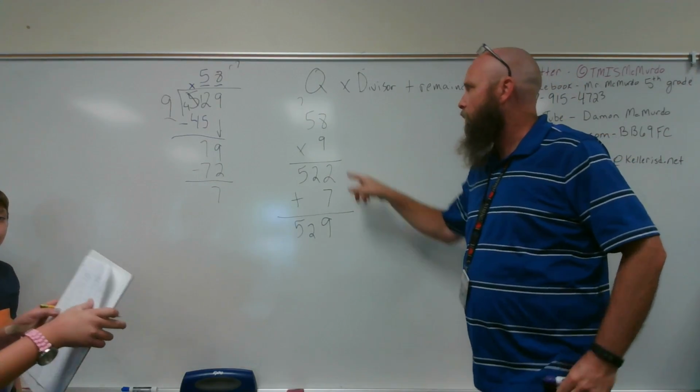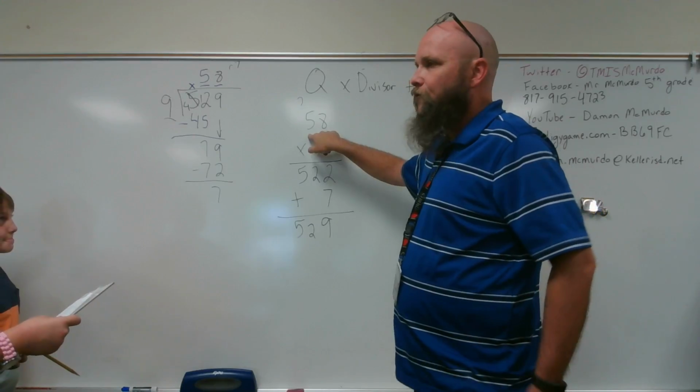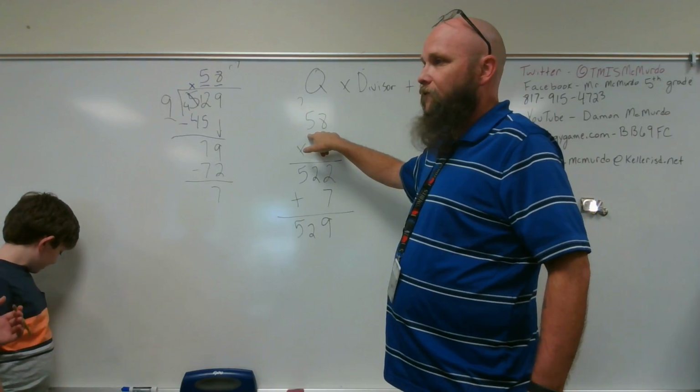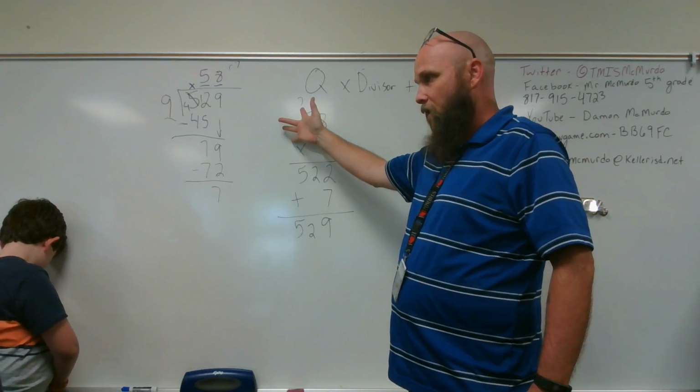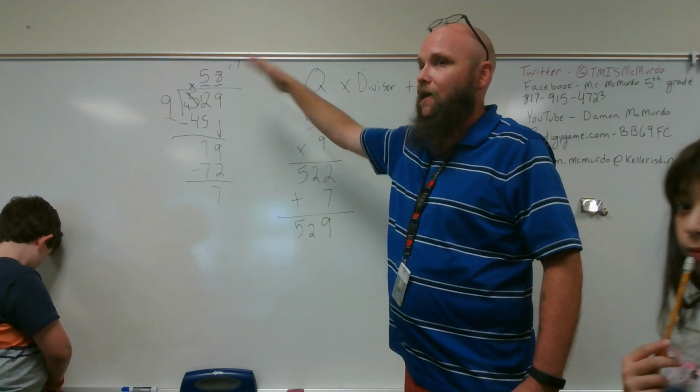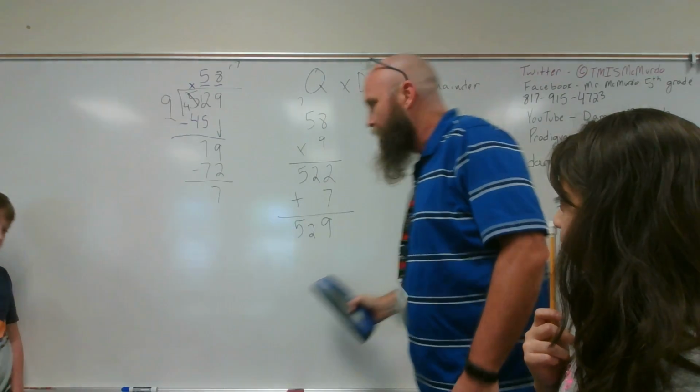Well, let's see. This is what I did. I did 9 times 5 is 45. I know 45 to 50 is 5. So that gives me 5, and I have 2 more to add to it. I added 5, and then I added 2.